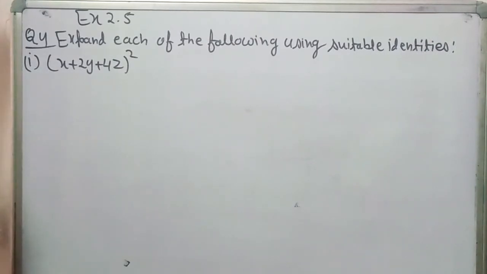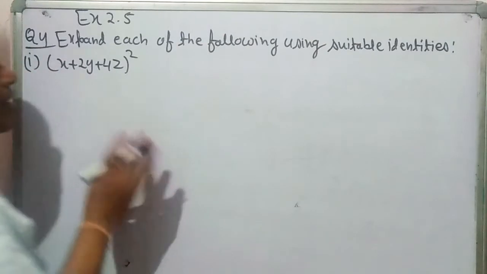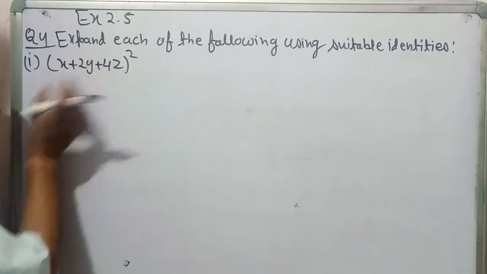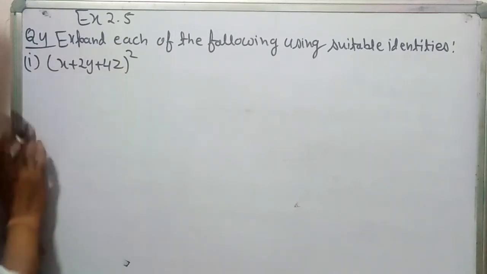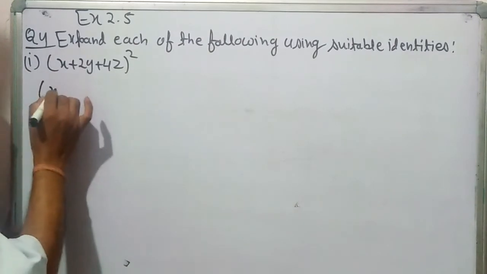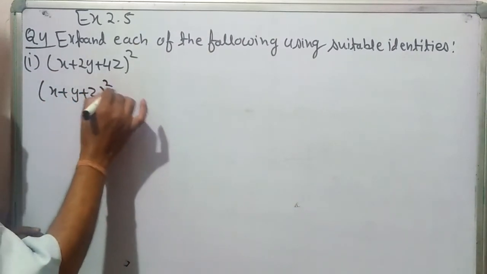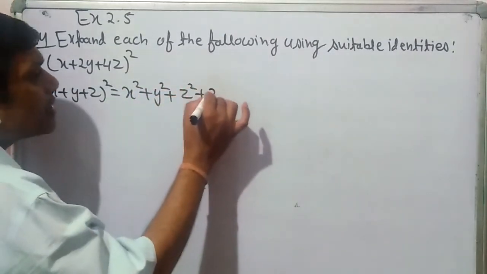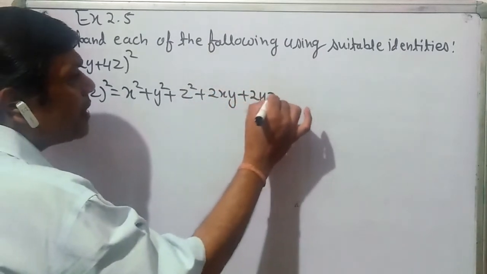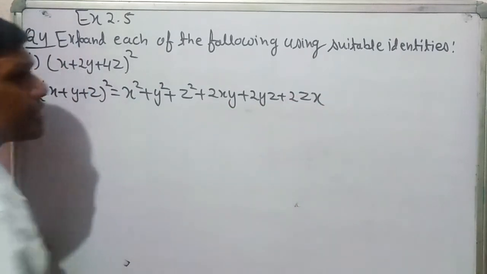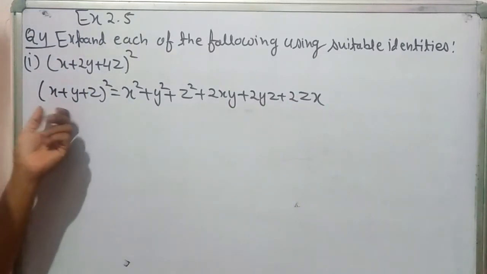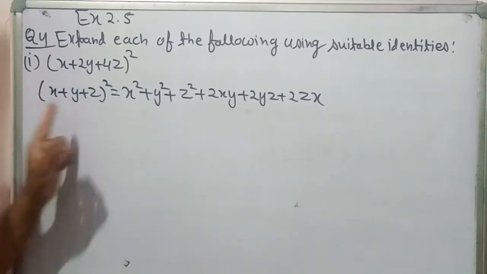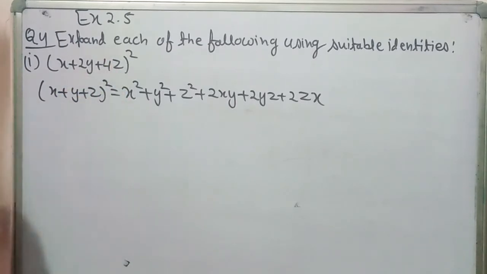Question number 4 again is asking us to expand the expressions using suitable identities. Now in question number 4 what we are seeing is the number of terms is 3. That means we have to use the identity x plus y plus z whole square as x square plus y square plus z square plus twice xy plus twice yz plus twice zx. Identity number 5 that we had discussed. So in this identity, in place of x we have x, in place of y we have 2y, and in place of z we have 4z.